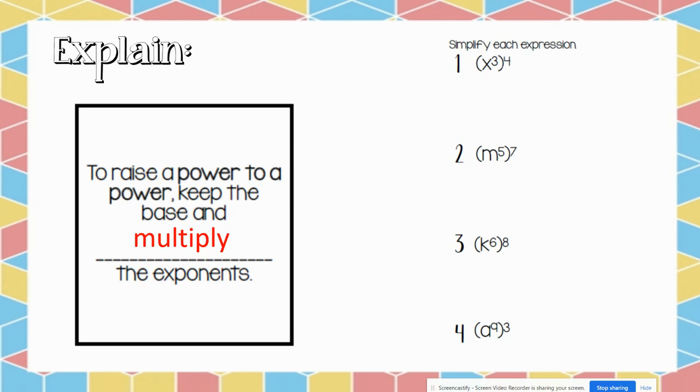In x to the third raised to the fourth, we see that we have the power of 3 being raised to the power of 4. What this really means is that we technically would take our x to the third power, which is x times x times x. And we would raise that to the fourth power, which means we would multiply this whole thing by itself 4 times. So we would have 4 sets of 3 x's.